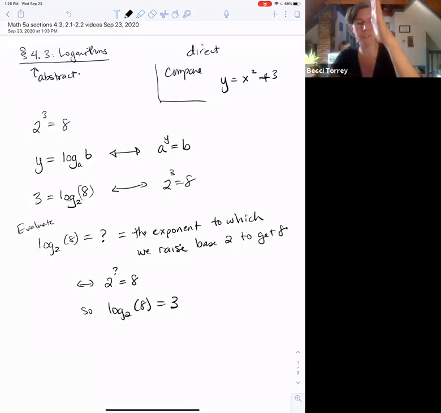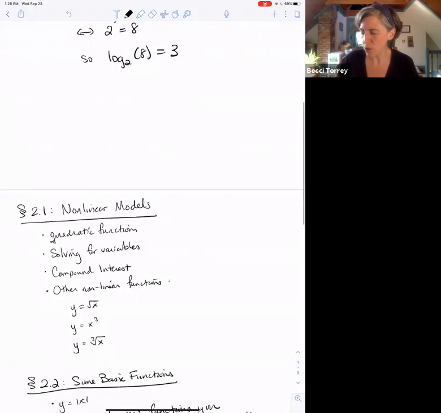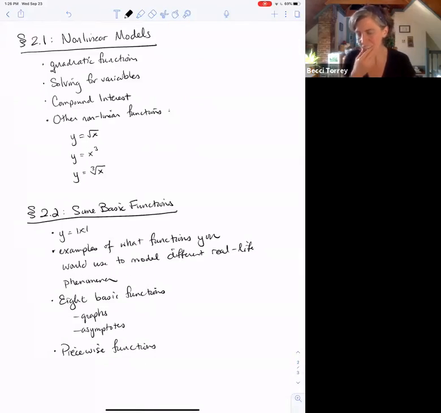Exponential growth, right, is very fast growth. Logarithms get bigger as your x values increase, but they grow slowly. So we'll talk more about that in chapter 4, but they are really, really important models for different phenomena that grow slowly. So it's really important to study these functions in their own right. Okay, so section 4.3, logarithms, tends to be very abstract. But then we'll get to take a bit of a breather and go back to chapter 2, nonlinear models and some basic functions, which is what we're going to read for this week.